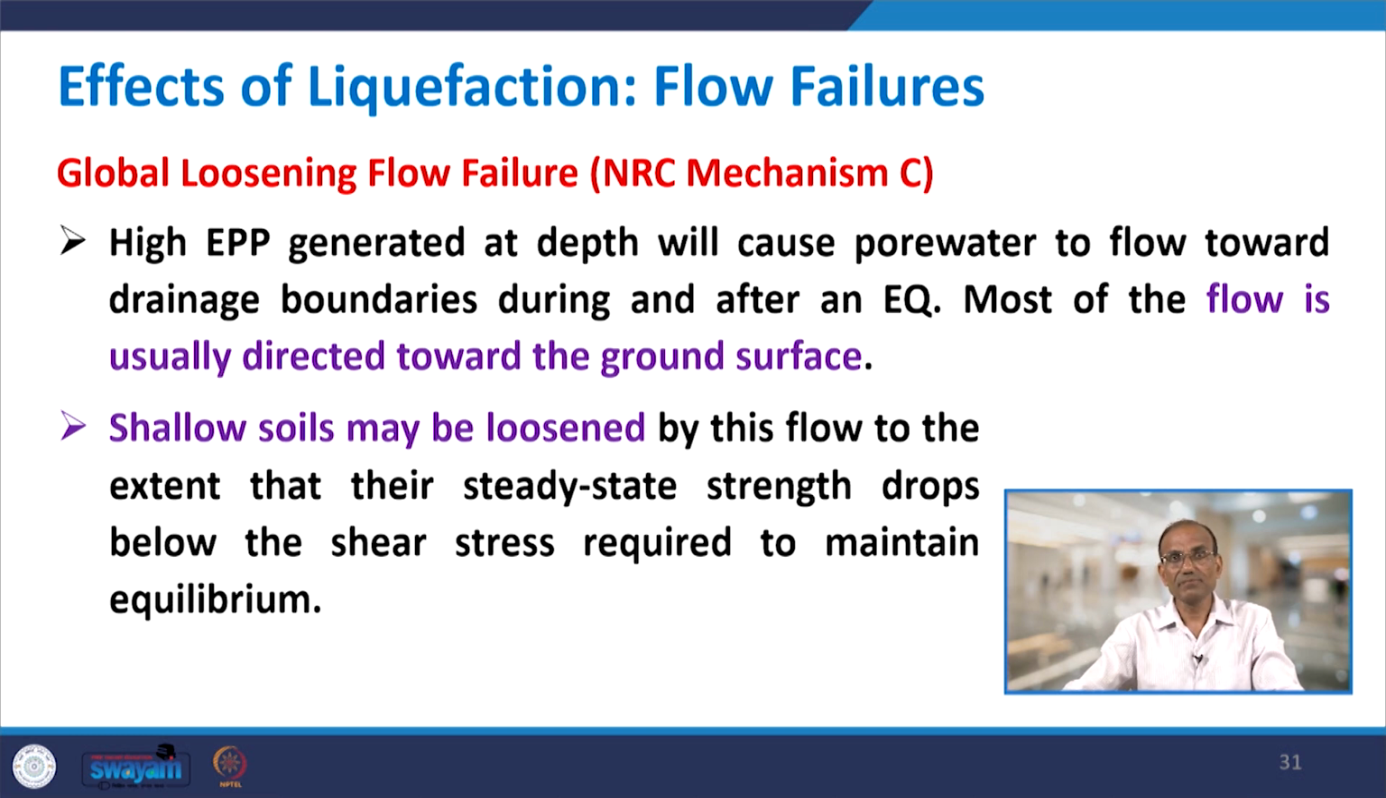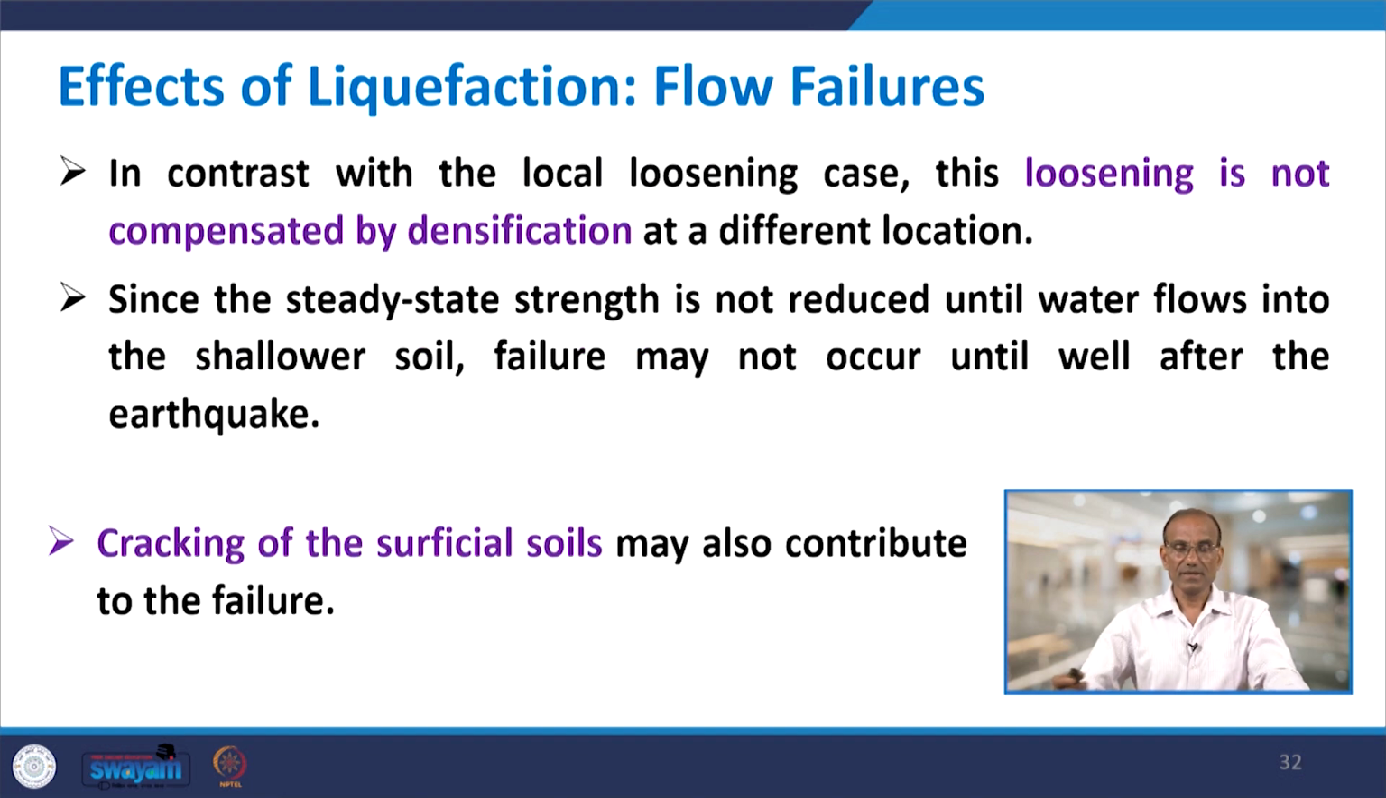Shallow soils may be loosened by this flow to the extent that their steady state strength drops below the shear stress which is required to maintain equilibrium. In contrast with the local loosening case, which was case B, this loosening is not compensated by densification at a different location. Since the steady state strength is not reduced until water flows into the shallower soil, failure may not occur until well after the earthquake. So, cracking of the superficial soils may also contribute to the failure.